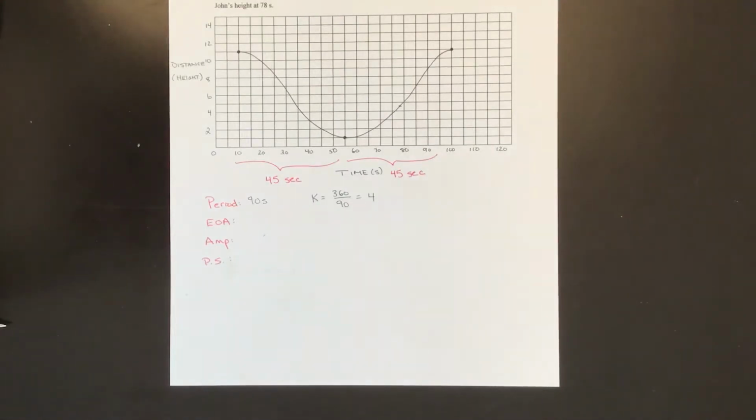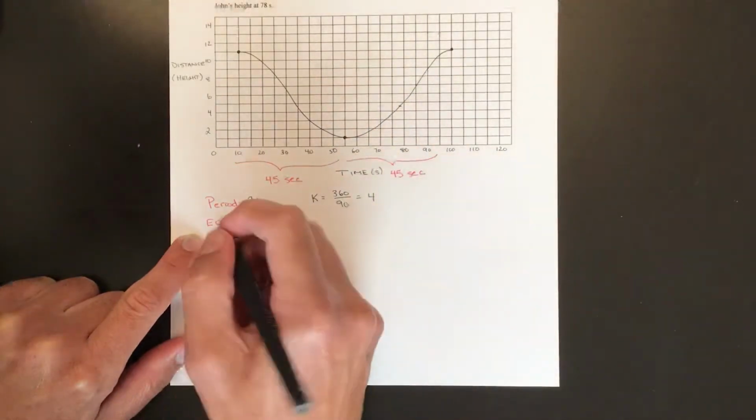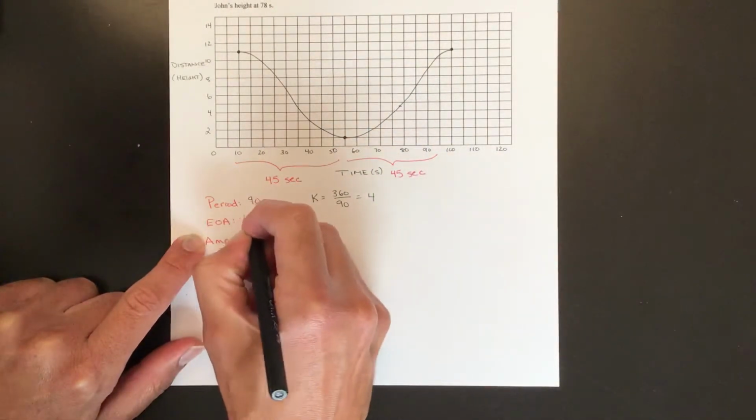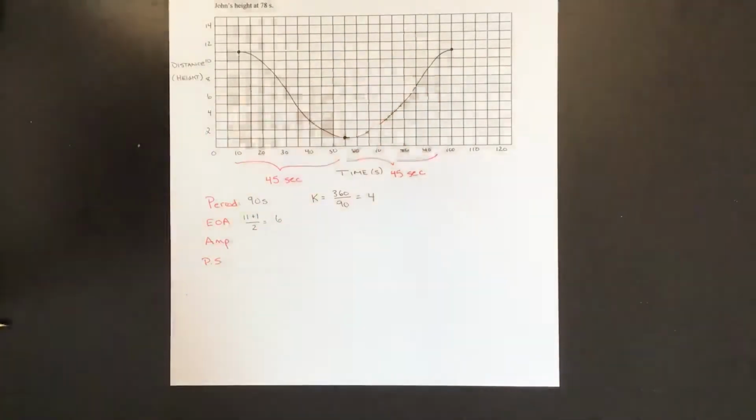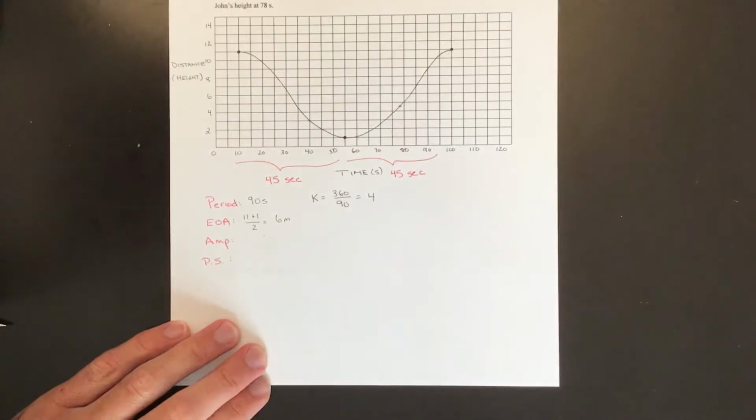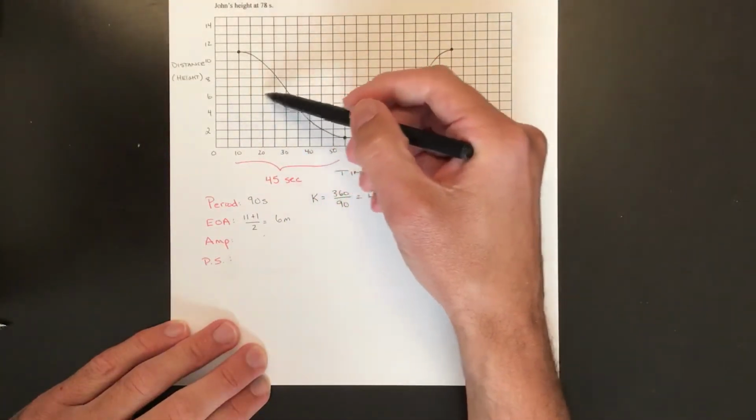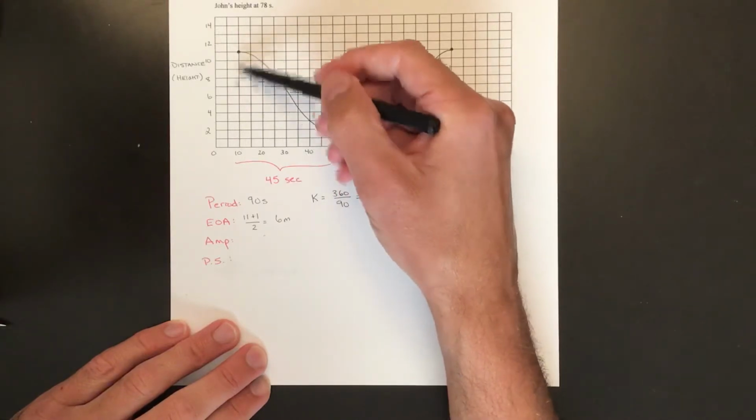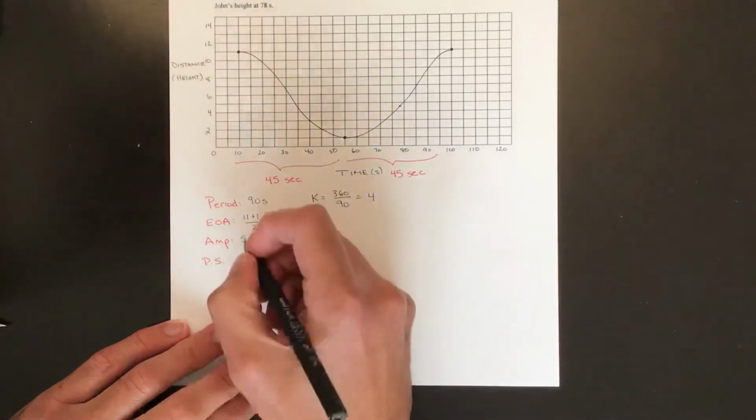The equation of the axis is the middle of my graph. So again, we can just look and find it, or max plus min divided by 2. So the equation of the axis is at 6 meters. And then from 6, that's the middle of my graph, to my maximum point, or to my minimum point, the amplitude is 5 meters.